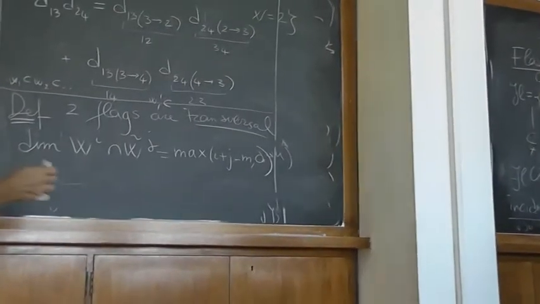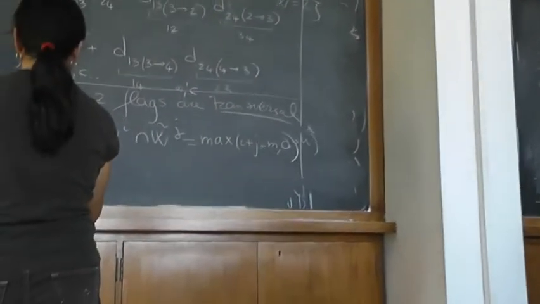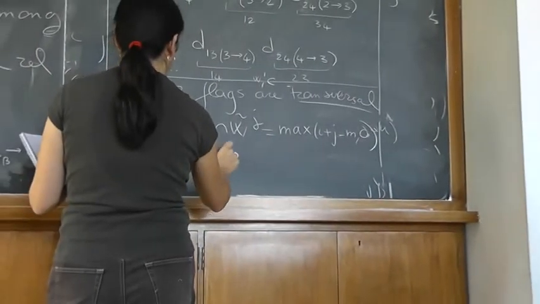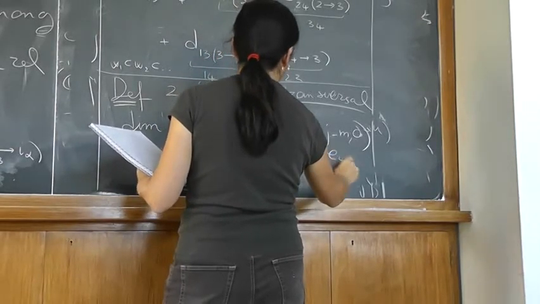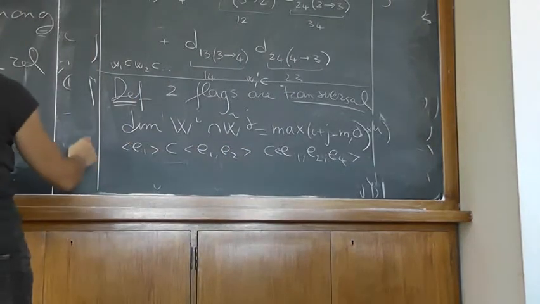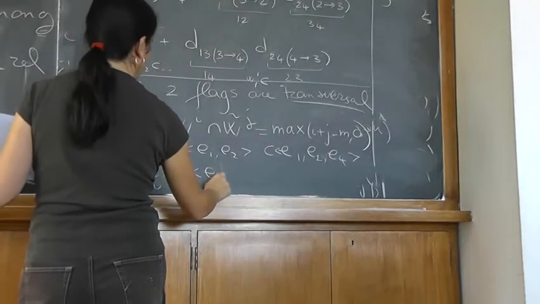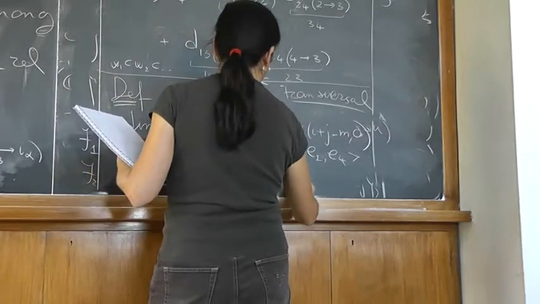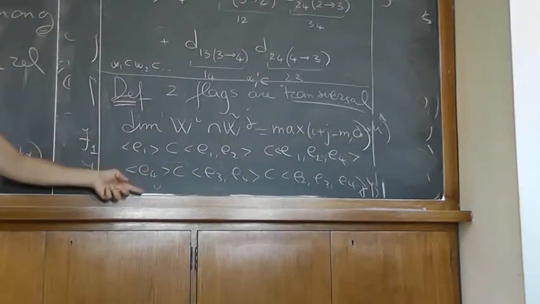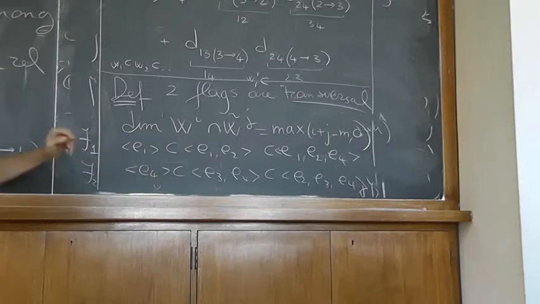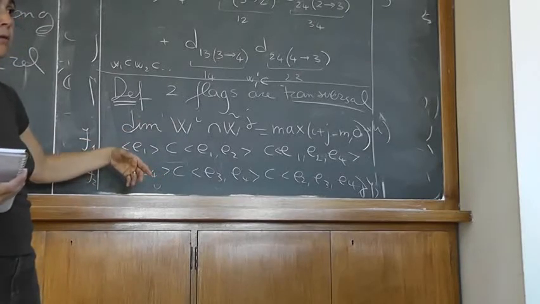So for example, look at the flag E1, E2. This is called the standard flag because you take the canonical basis. So this is flag one. Then you take flag two, for example E4, E3, E4, E2, E3, E4. These are two elements of the flag space because this is one flag and this is another flag. And if you make the calculation, you see that these two are transversal. It is just a calculation.